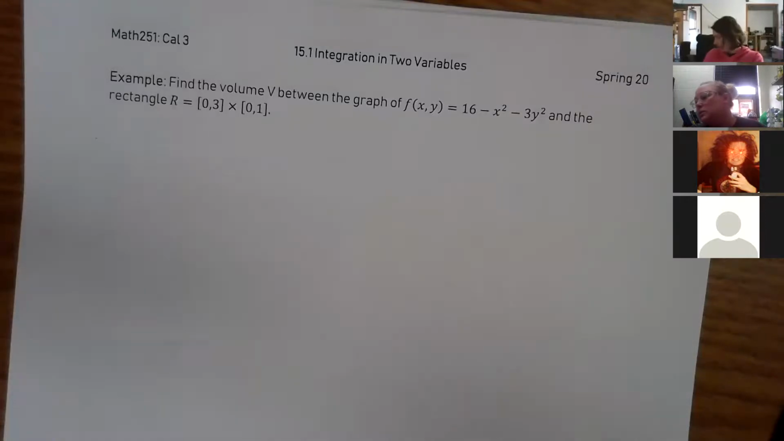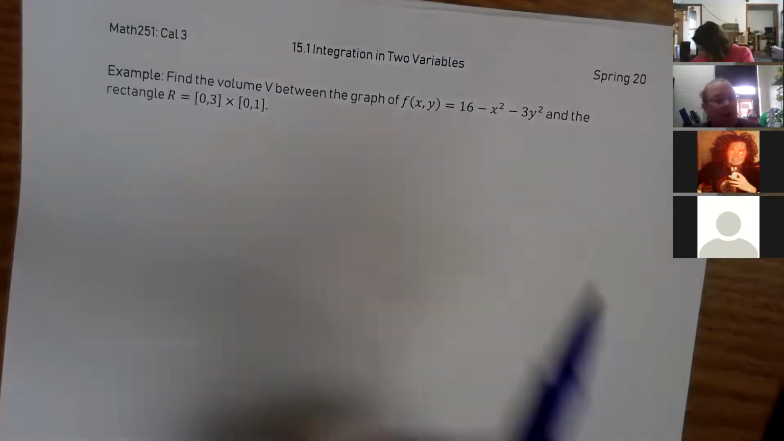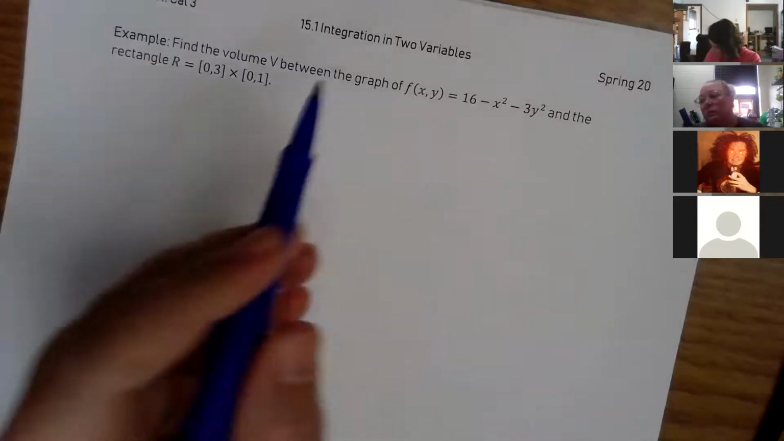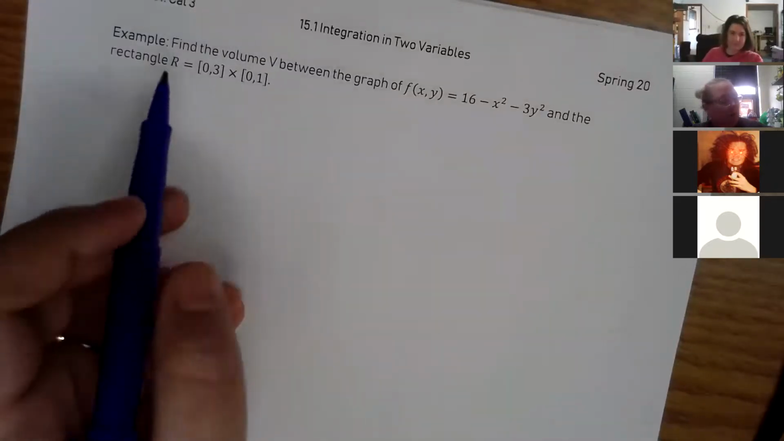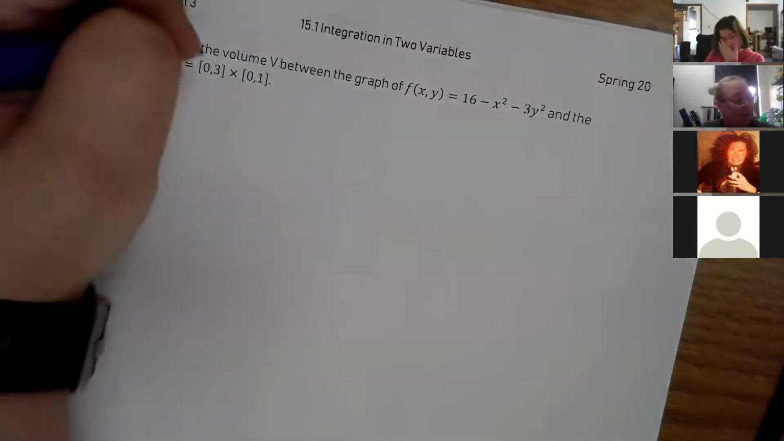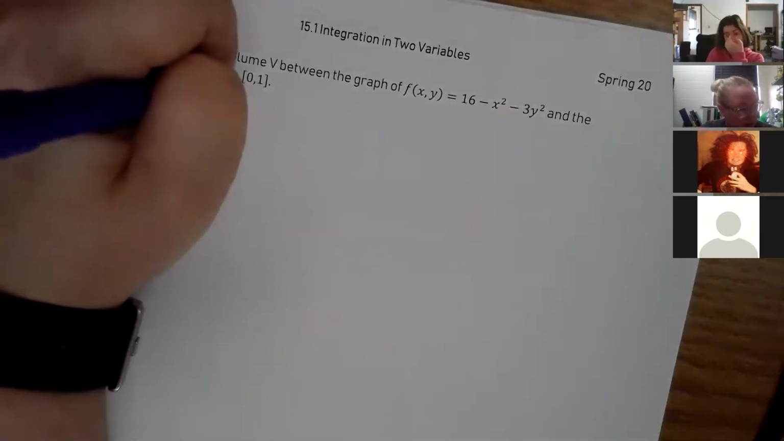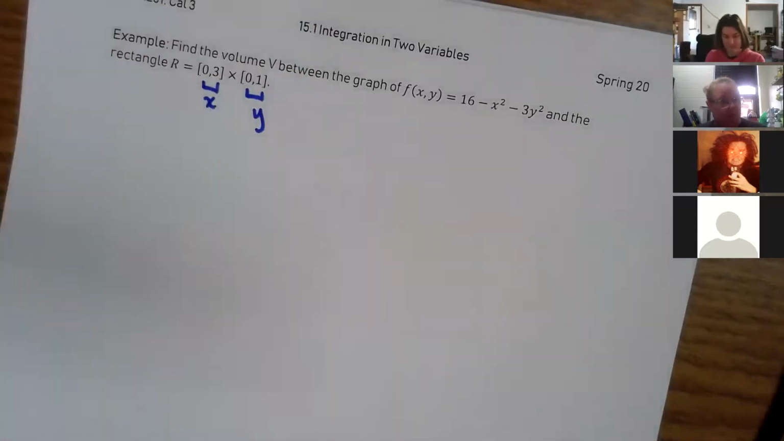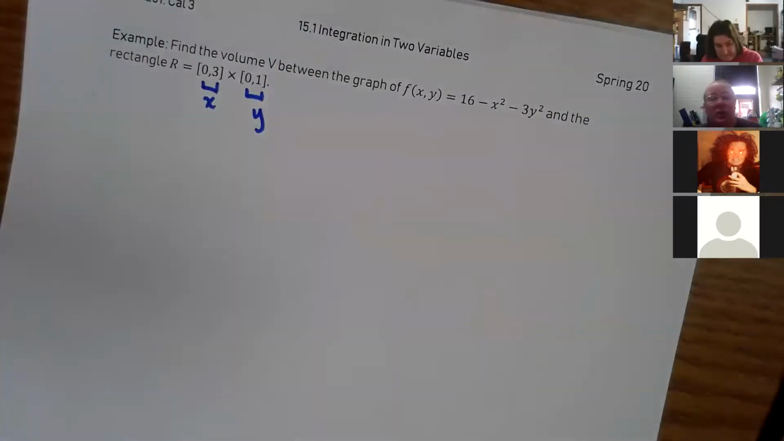All right, so I want to compute the volume of a graph of this thing over this rectangle, 0, 3 cross 0, 1. So this is my X and these are my Y's. So this is essentially asking you to do the exact same thing.